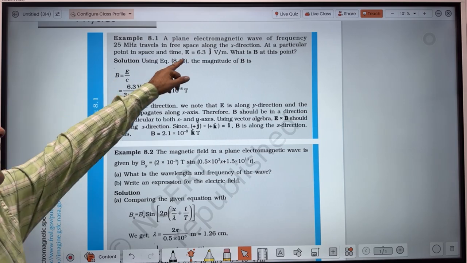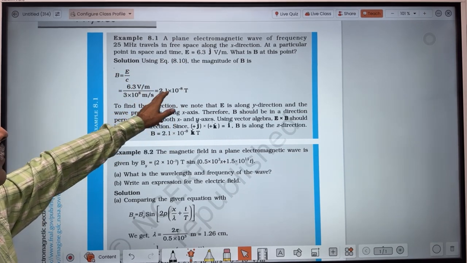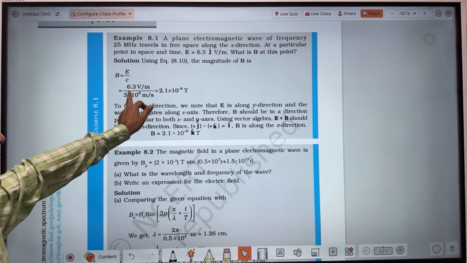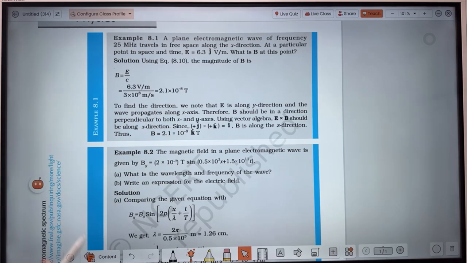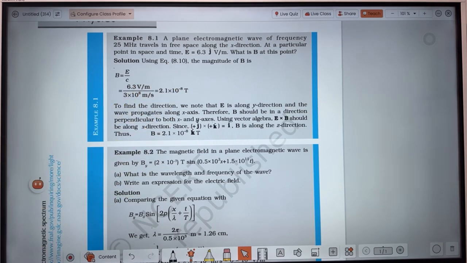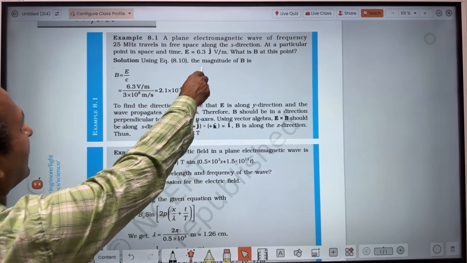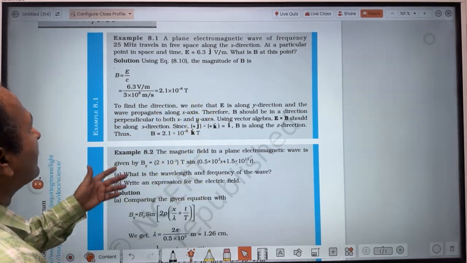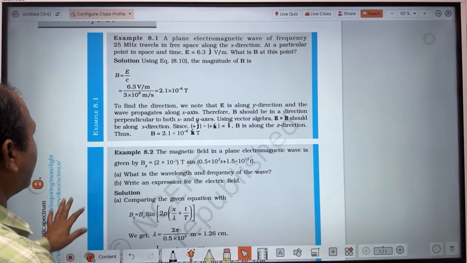So here we have to find out B. We are given E, so E divided by c will give the value of the magnetic field. That comes out to be 6.3 divided by 3 into 10 power 8, which gives 2.1 into 10 power minus 8 Tesla. Right? And since all three are mutually perpendicular, if the wave is propagating along the x direction and the electric vector is along the j direction, meaning the y axis, then obviously the magnetic field will be along the z axis, that is, k cap.